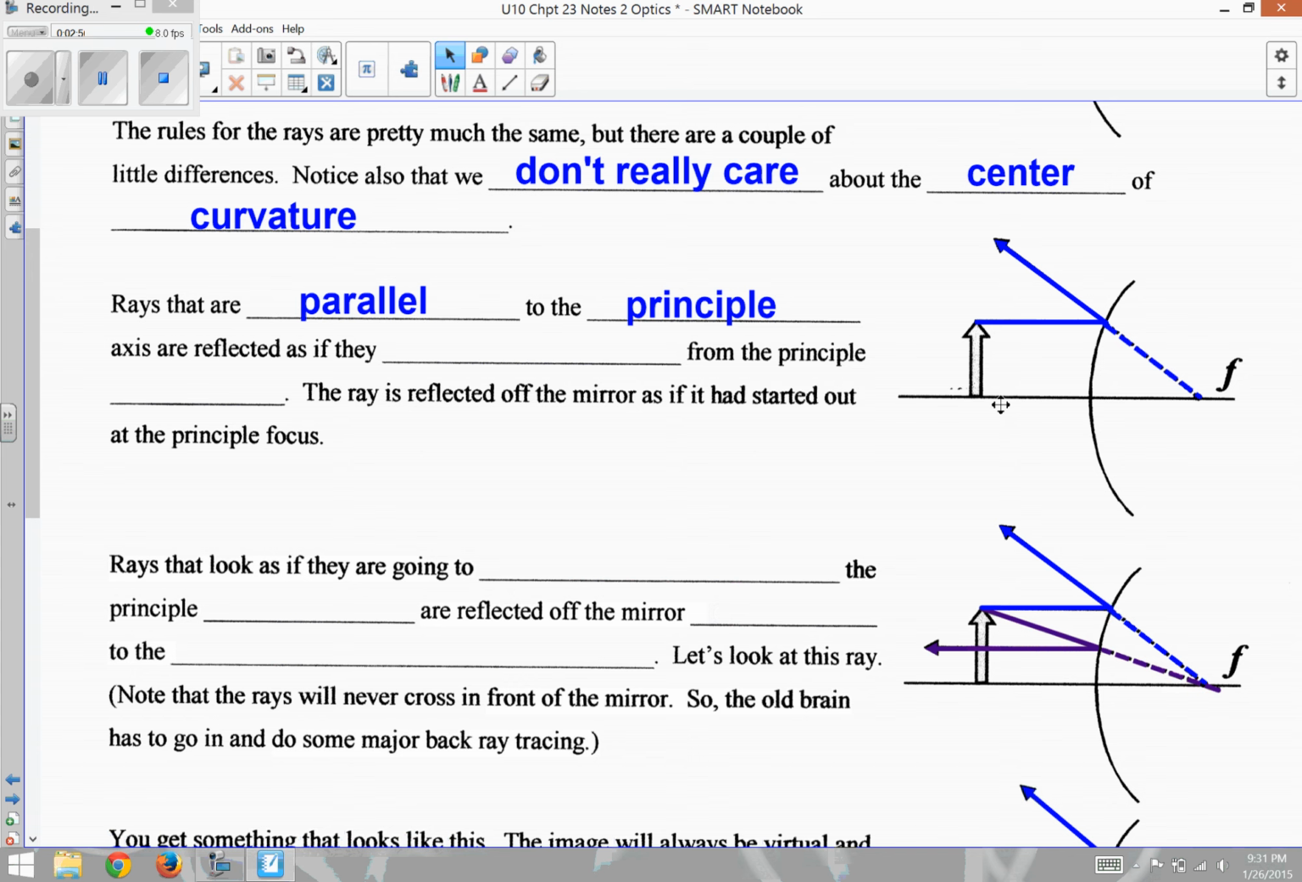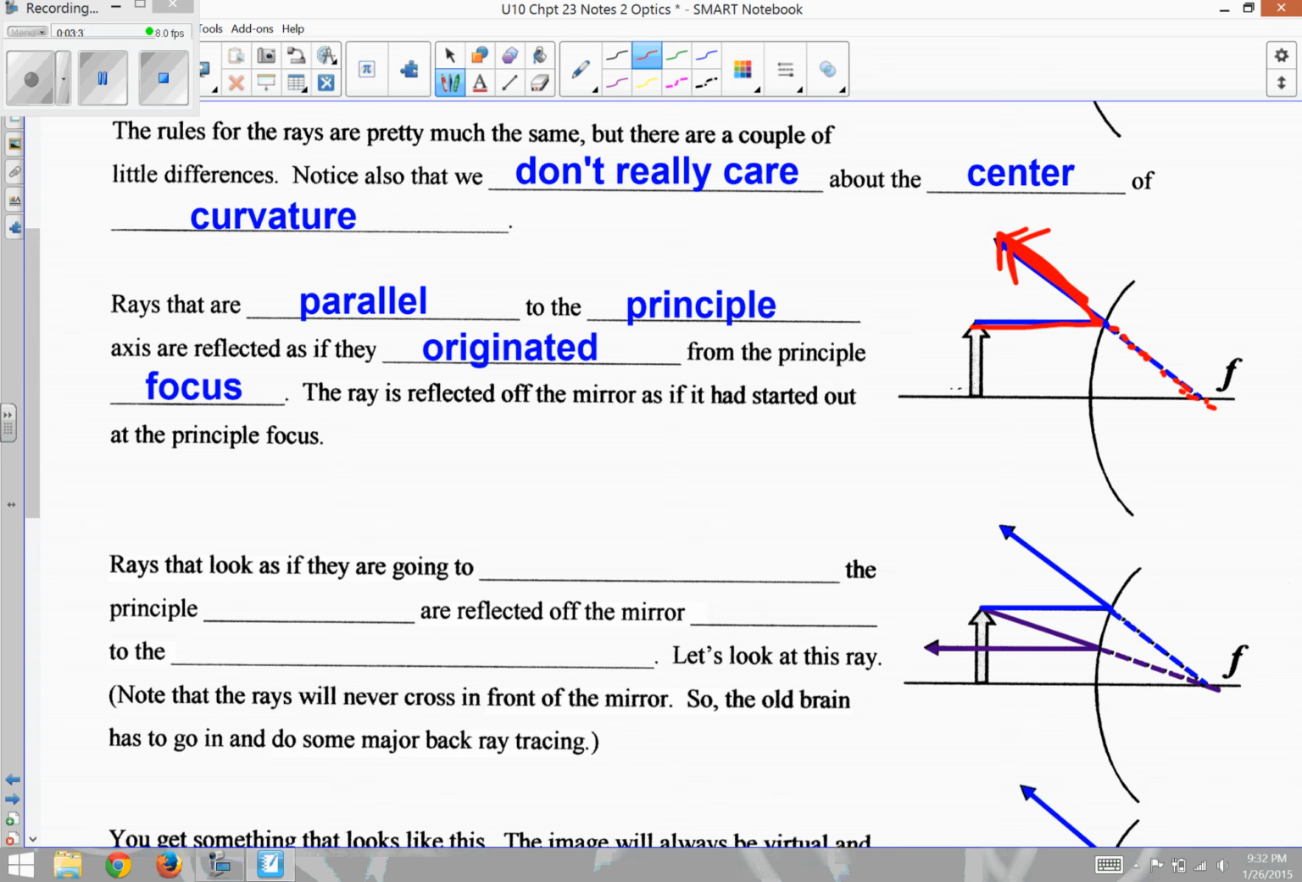Rays that are parallel to the principal axis are reflected as if they originated from the principal focus. As you can see in our picture, our ray is coming in, and we know it's going to be reflected. What you're going to do is line up your ruler so that it goes through the focus, and then you're going to have this reflected ray. No light is actually getting here, because it's a solid mirror, but you back ray trace through the focus, and that's how you know how to draw that ray.